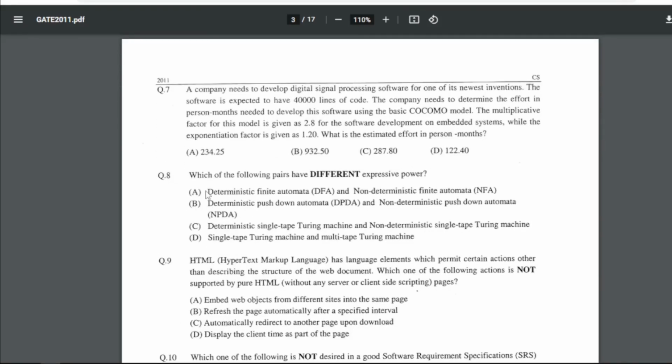Now question number 8 is, which of the following pairs have different expressive power? For question number 8 our answer is B, that is deterministic pushdown automata (DPDA) and non-deterministic pushdown automata (NPDA). So these have different expressive power, right?